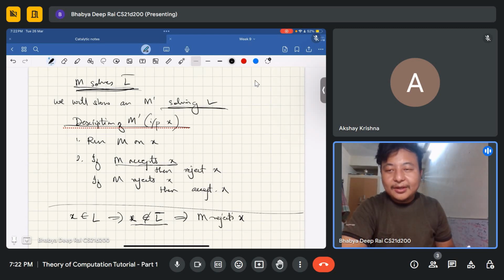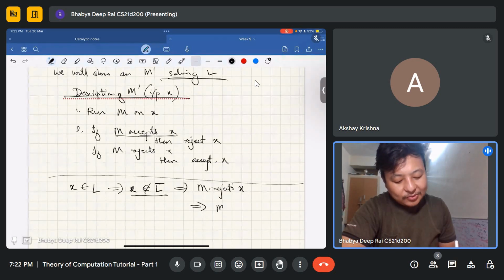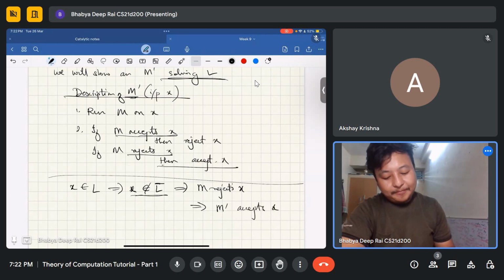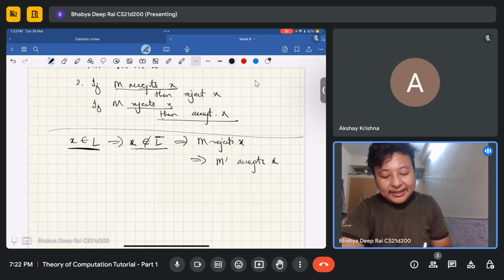Because it does not belong to L bar and M solves exactly L bar. If M rejects L bar, then what does M prime do? If M rejects L bar, M prime accepts. Right, this is M prime. M prime accepts x, and M prime was supposed to accept x because x is in L.